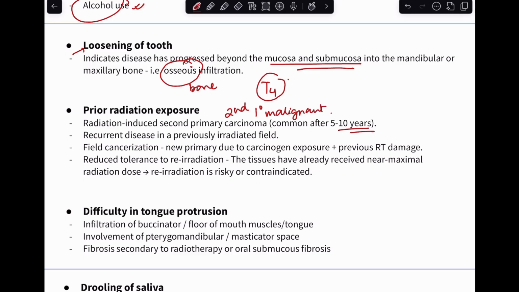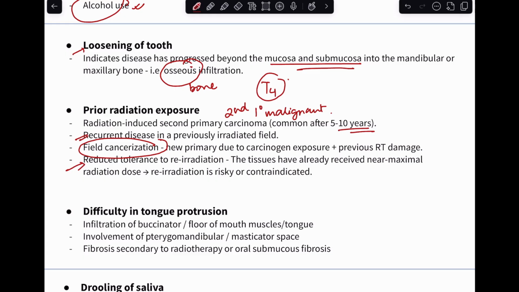Second is if the patient has recurrent disease in a previously irradiated field. So one is that we have found a second primary malignant tumor has come. Second is if there is a recurrence of the tumor happening. Third important factor is field cancerization. Now, we'll talk about field cancerization later today. Here, a new primary can develop due to carcinogen exposure and a previous radiotherapy damaged field. And second, it will also indicate that they'll have reduced tolerance to irradiation.